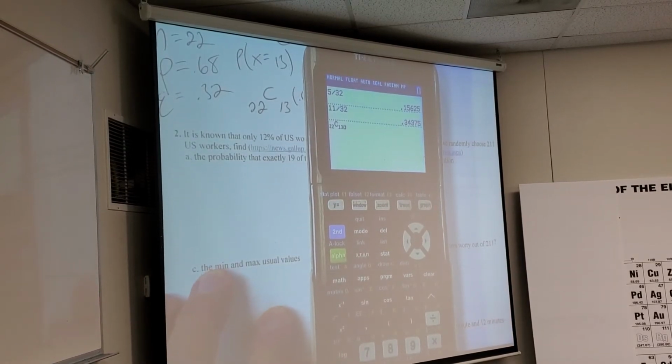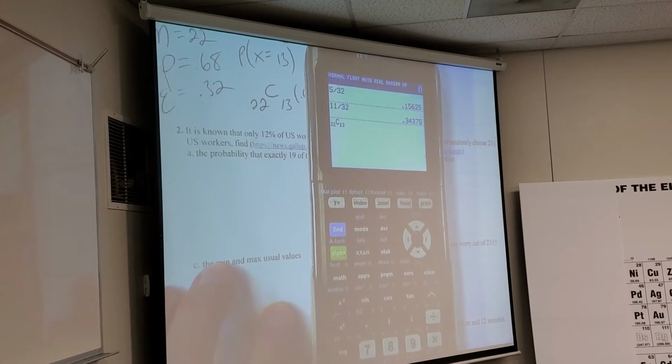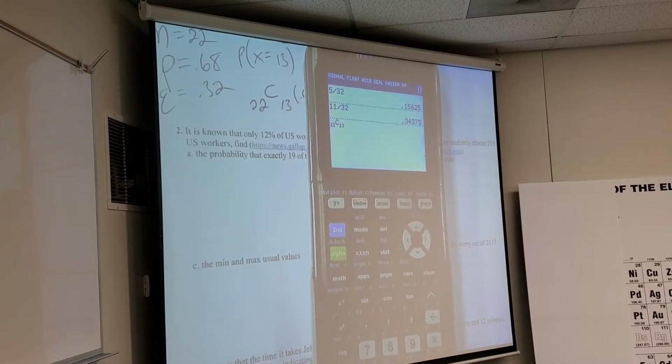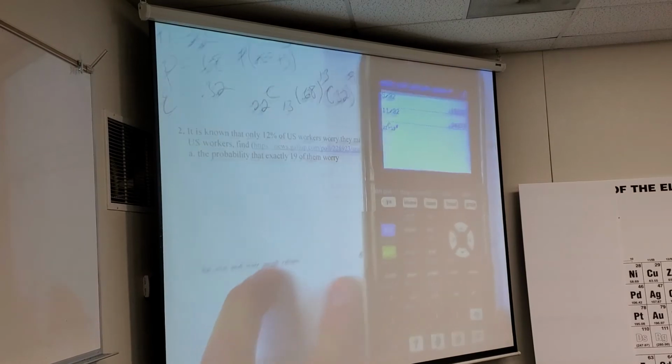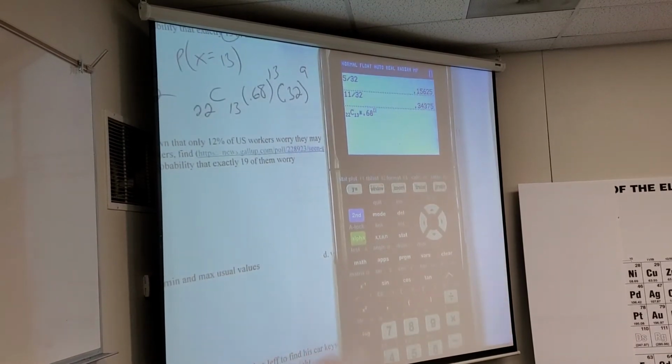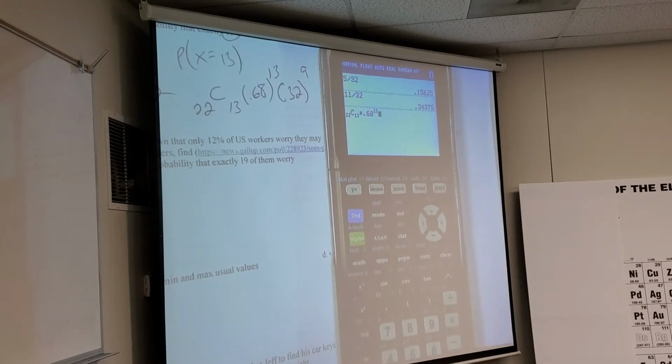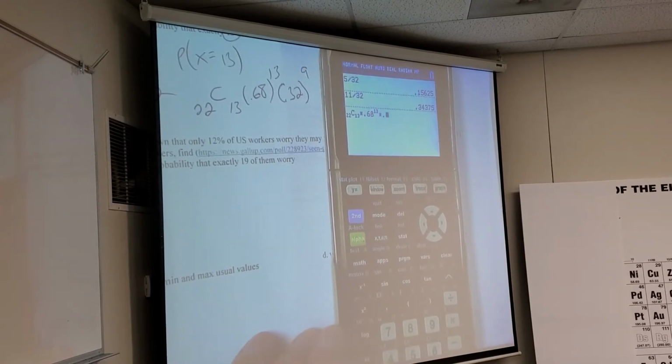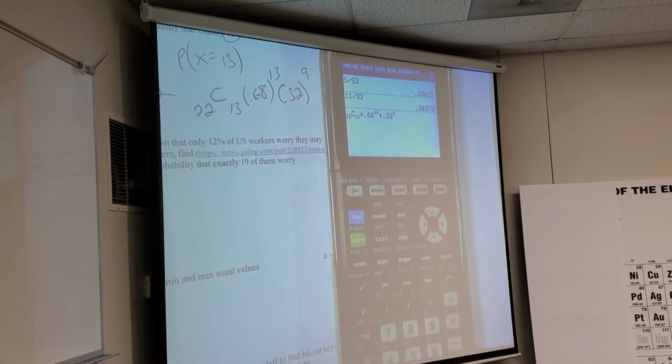Where's my cursor at the moment? Down. For the next part, I've got to get back up, right? So I got to hit the over arrow to get back to normal. You guys get that? I'm going to have to do it again in a minute when I'm up in the exponent. You always got to make sure you come back to normal. Times 0.68 to the 13. Hit the over arrow to come back down. Times 0.32 to the 9. Let me stop for a minute.